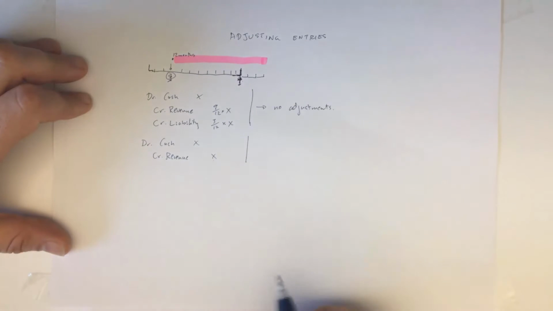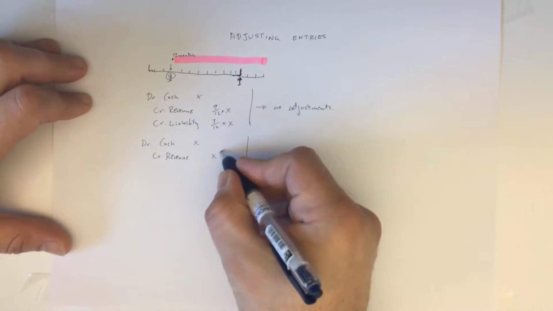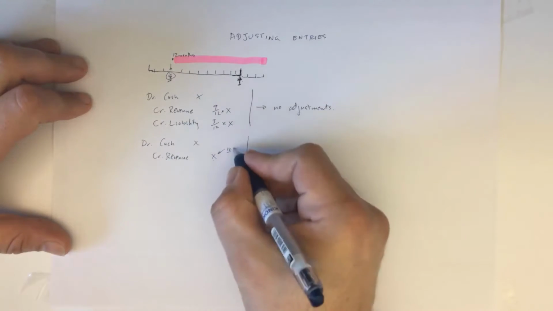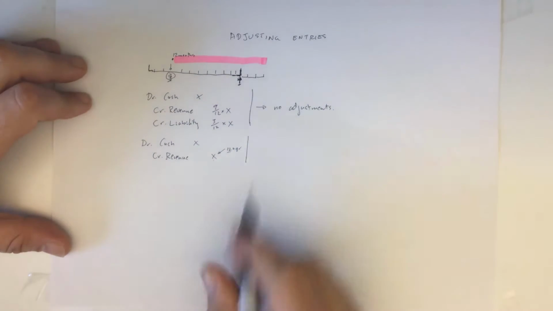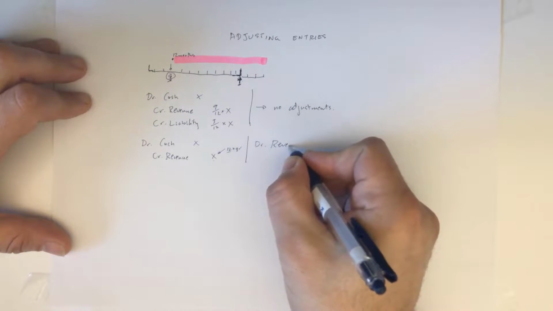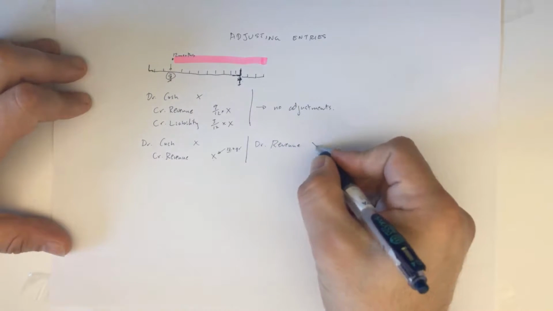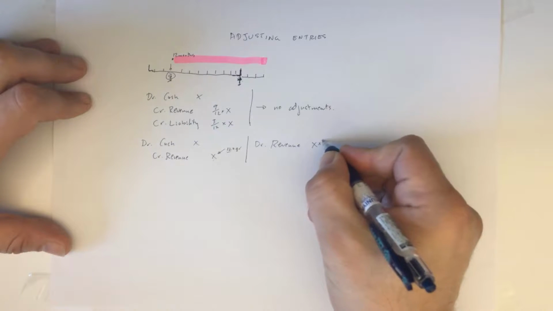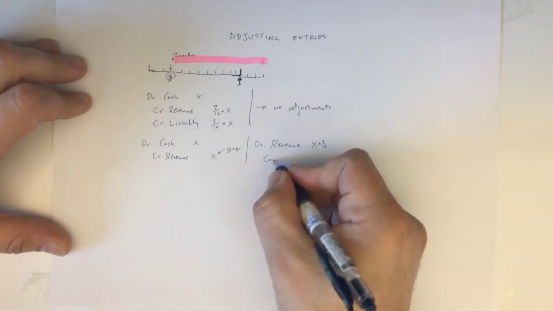So we need to take out the bit that's in the wrong place. Revenue's got too much. It's got 12 months in here, but we only want 9, so we need to take out 3. So debit revenue, 3 months' worth, so X times 3/12, and credit liability.